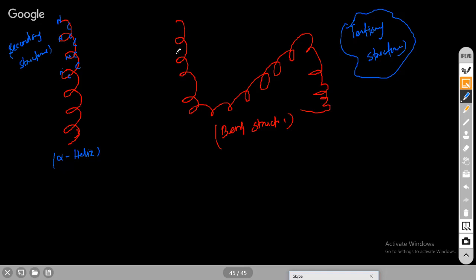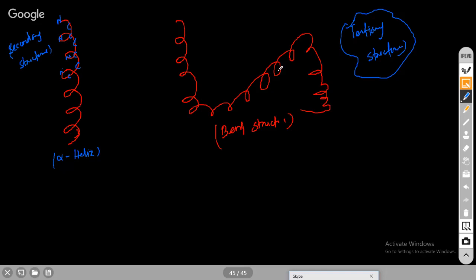Various kinds of bonds and forces are involved in this. That can be intramolecular hydrogen bonding, salt bridge or ionic interaction, maybe van der Waals interaction. There are many structures possible, many kinds of intermolecular attraction possible here, right? So the completely straight one is primary, helical is secondary, and this bent structure is tertiary, right?